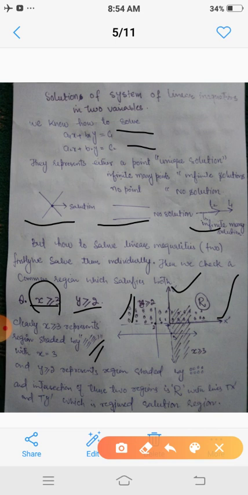Now the common region between these two regions is simply this, including the points on this line as well as on this line. So this region represents the solution of this system of linear inequations in two variables, because it is common to both the regions. So simply we have to take the intersection of the regions represented by the individual inequalities. So this is the required region, which represents the solution of the system x greater than or equal to 3 and y greater than or equal to 2.